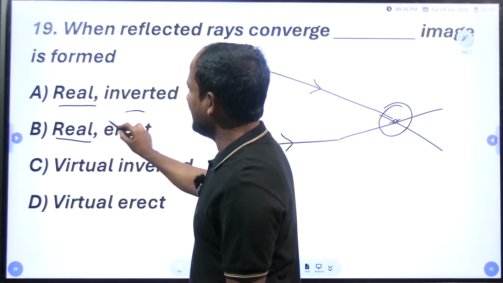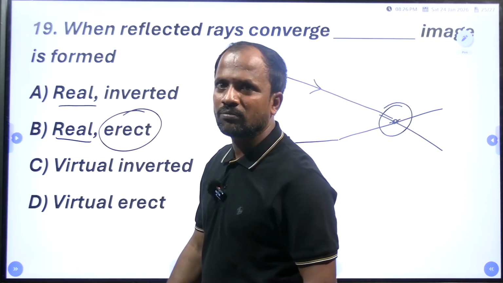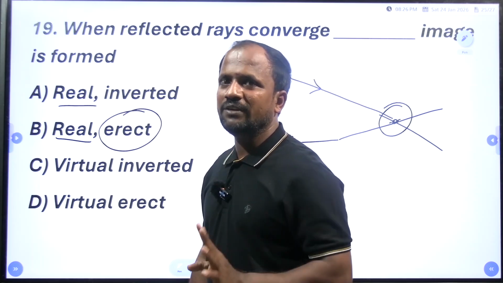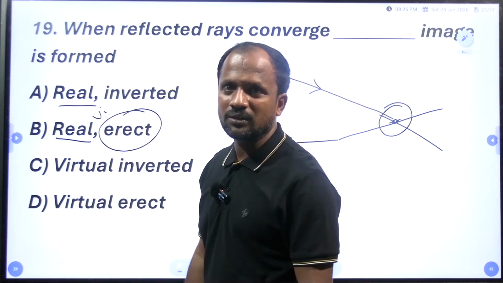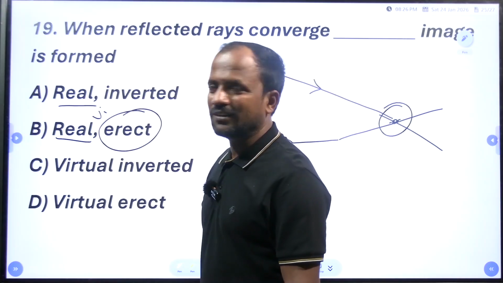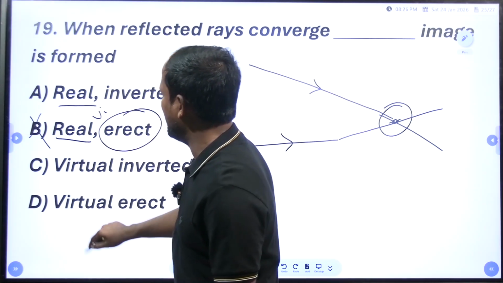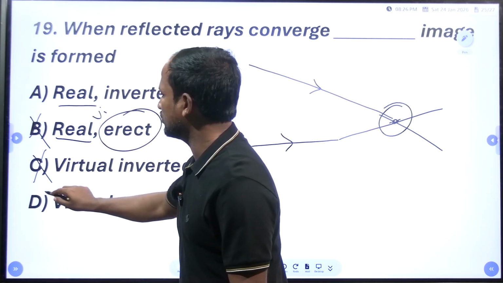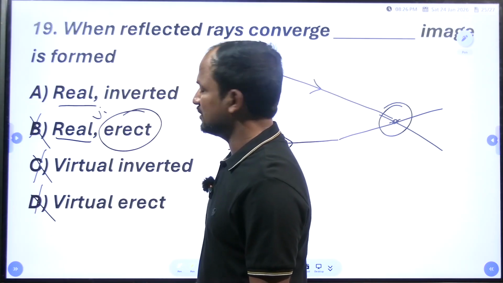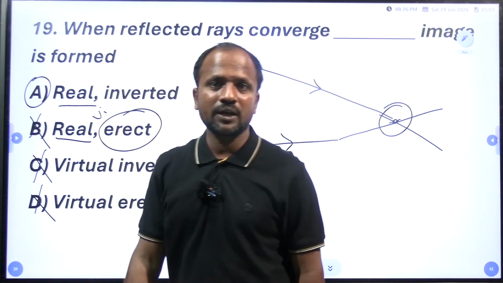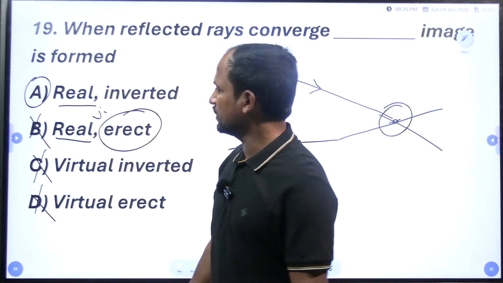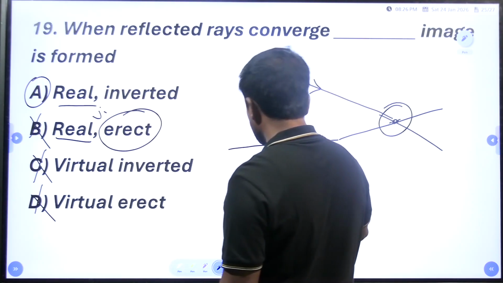Okay now, when is an erect image formed? If it is given erect, compulsorily it is virtual. But here real is given, so you have to eliminate option B. Virtual and inverted is also a wrong answer. Virtual and erect is also a wrong answer. So then you have to choose option A as the correct answer. Okay now, right, next, last question.